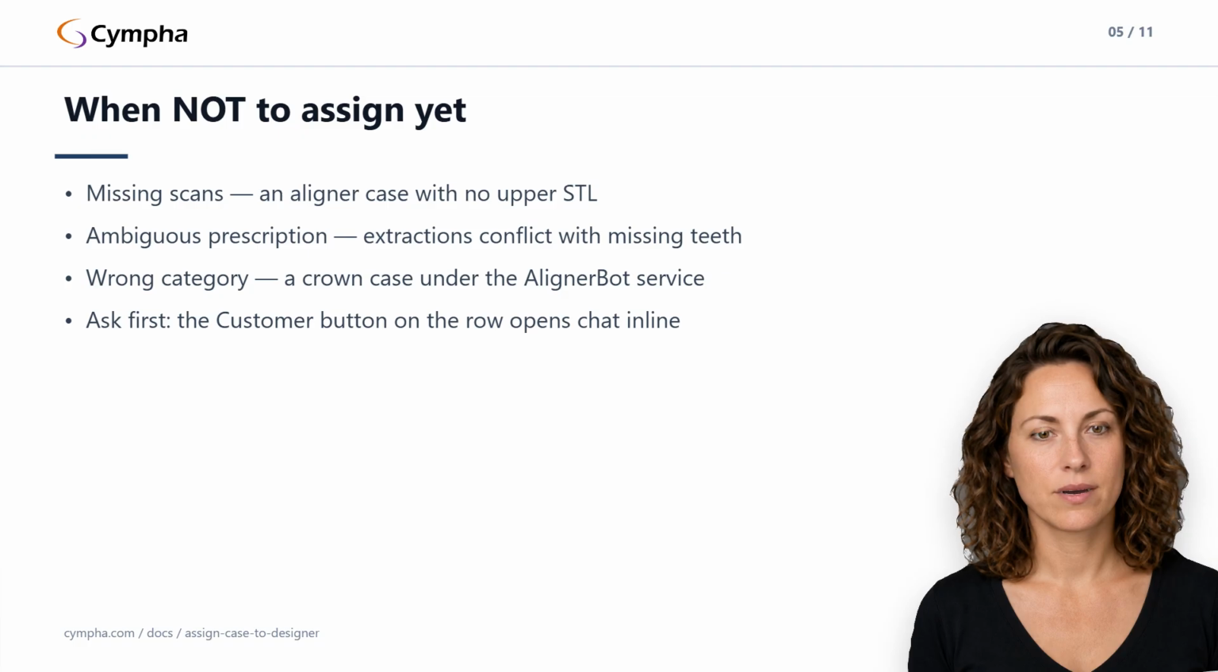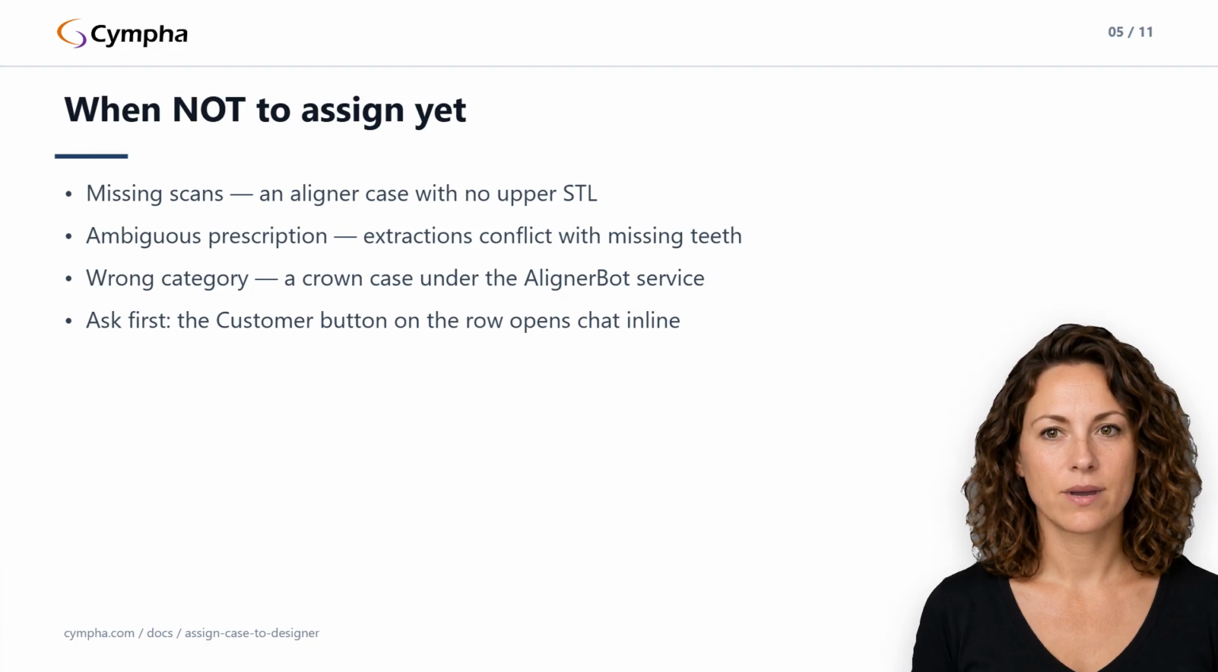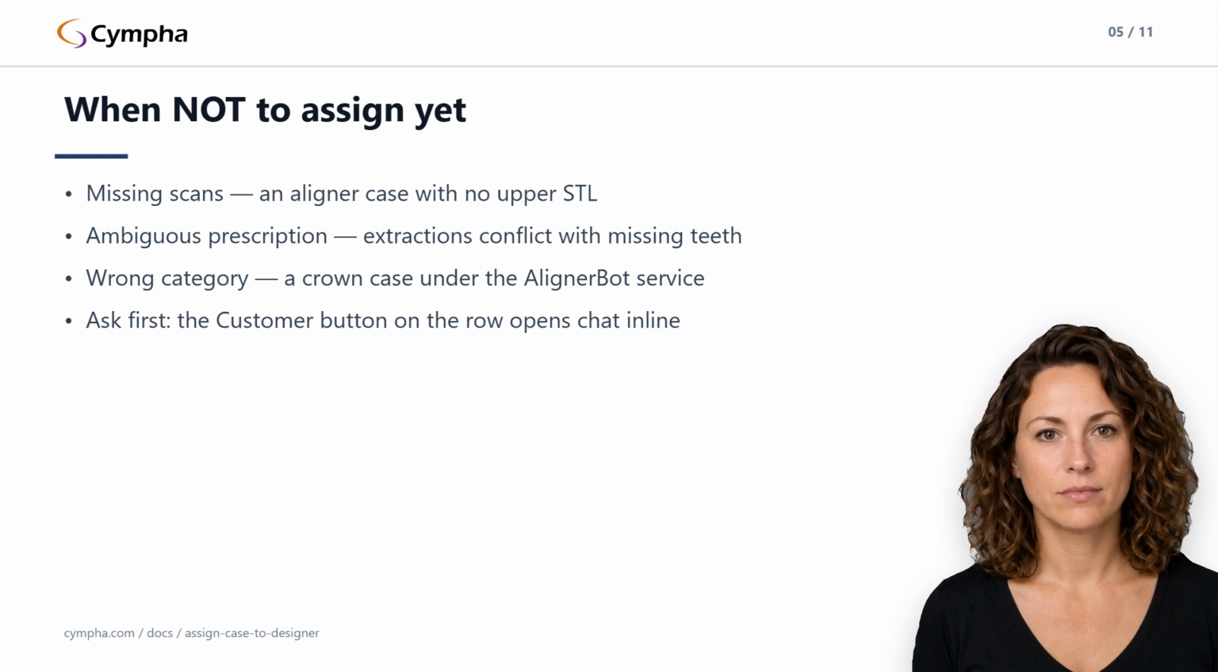Use the chat. The customer button on the queue row opens the customer thread inline, and you can ask for the missing scan or the clarification without even leaving the queue. The half-minute you spend here is the cheapest quality gate in the whole pipeline. If the data is acceptable, on to the assignment itself.